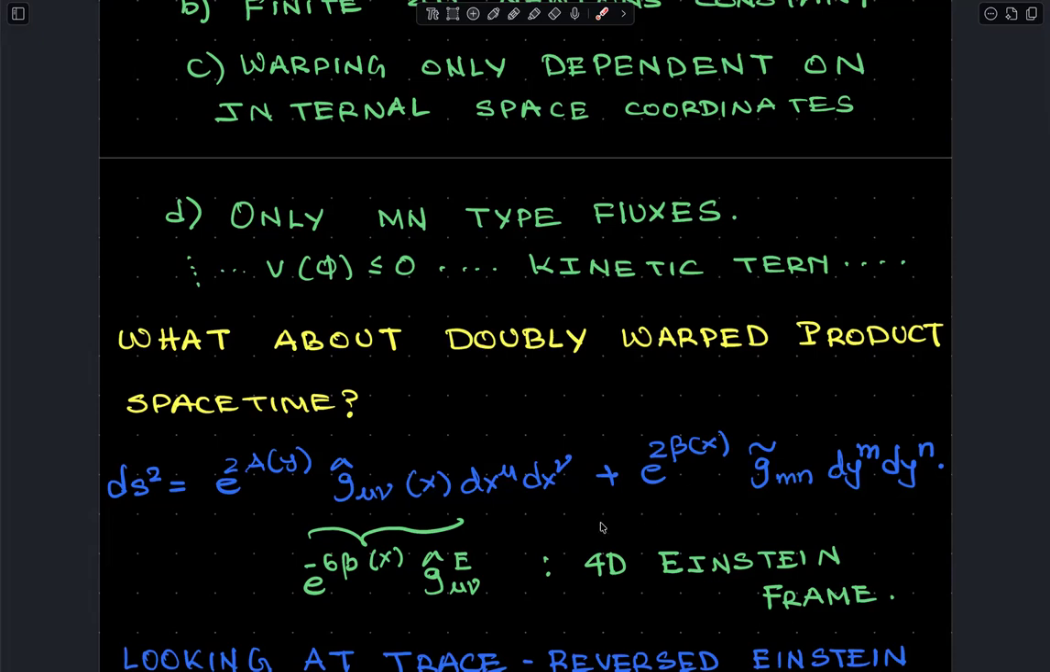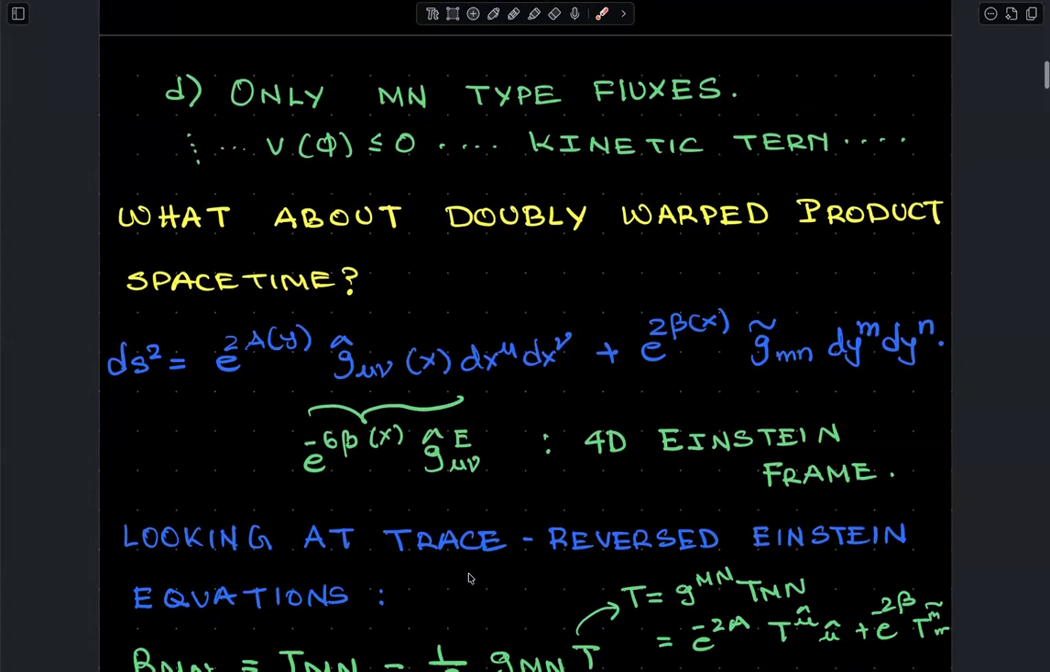In this case, at times we'll refer to the 4D coordinates with the hatted part and to the compact part with tilde. And of course, at times we'll move to the Einstein frame by doing a Weyl transformation as such. Similar to the storytelling of Maldacena and Nuñez, let's start looking at the Einstein equations.